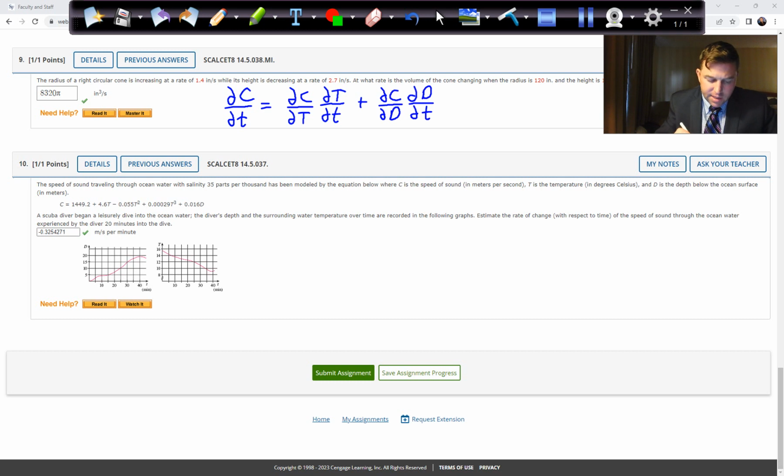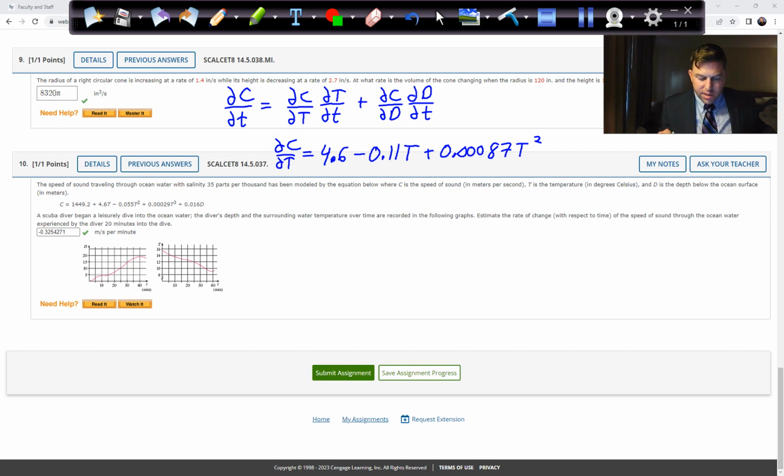Okay, dC/dT we can find easily enough. Take the partial derivative of this equation. It's going to be 4.6 minus 0.11 t. I think that's right. Let me see what I got here. Yep, 0.11 t, plus this 3 will come down and we'll get 0.00087 t squared, and then the 0.016 d goes away.